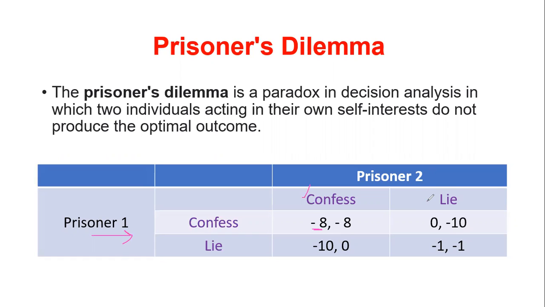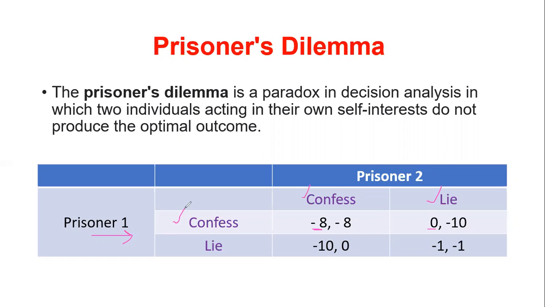What if the other person lied? Look, if he lied and I confessed, I'll be free. But if he lied and I also lied, we shall be facing this investigation and remain in lockup for 1 year. So, in this case, it is in my best interest to confess. So, this will be the optimal choice. That is, confess will be the dominant strategy for player 1.